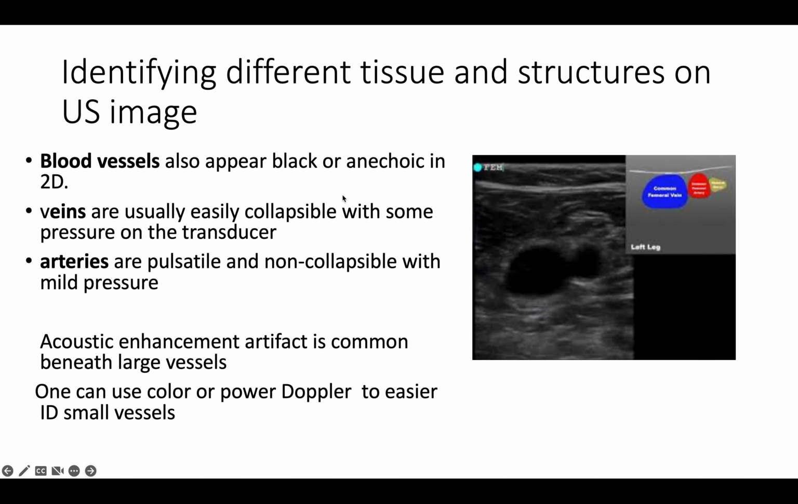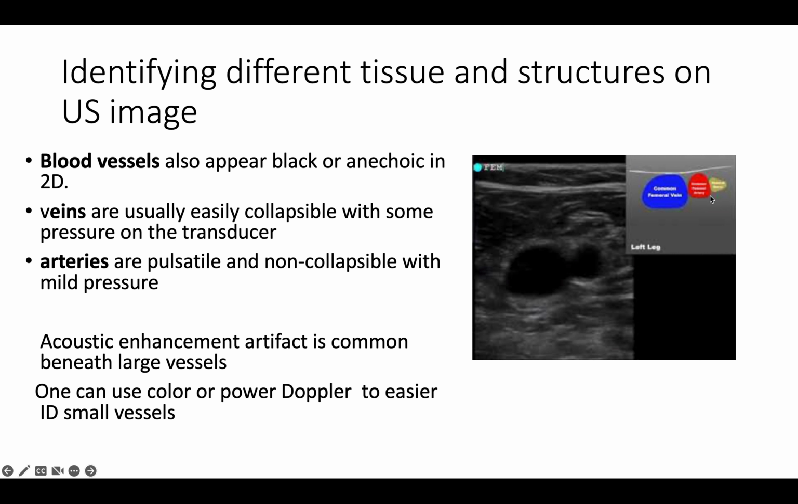So how about vessels? Vessels appear black or anechoic in 2D. Veins are usually compressible. So right here we have two veins. If you apply some pressure with the ultrasound probe, the vein will be compressible. Arteries are pulsatile, but sometimes pulsatility gets transmitted to the vein. We can use color Doppler and confirm that those are vessels, not nerves.